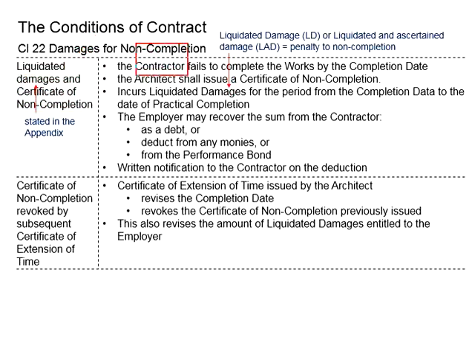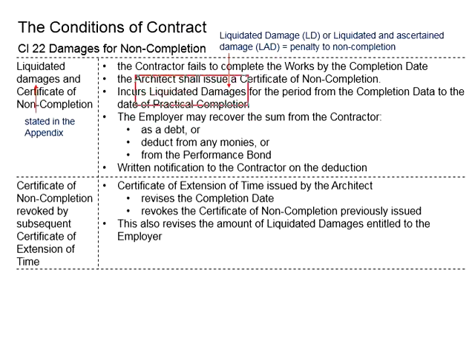When the contractor fails to complete the work by the completion date, the architect will need to issue a certificate of non-completions. This incurs the liquidated damages for the period starting from the completion date which was initially set to the date of practical completion.